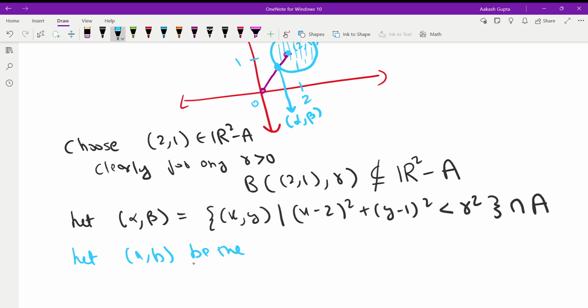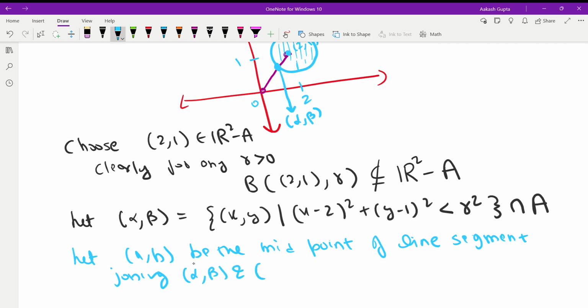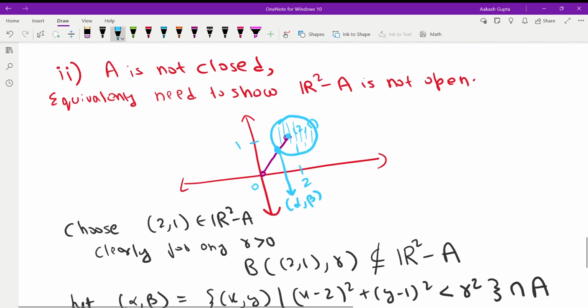Now, let a comma b be the midpoint of the line segment joining alpha comma beta and 2 comma 1. Nothing special about the midpoint, you can take any point. So where would it be? It would be somewhere here, right? This is your a comma b, in between.